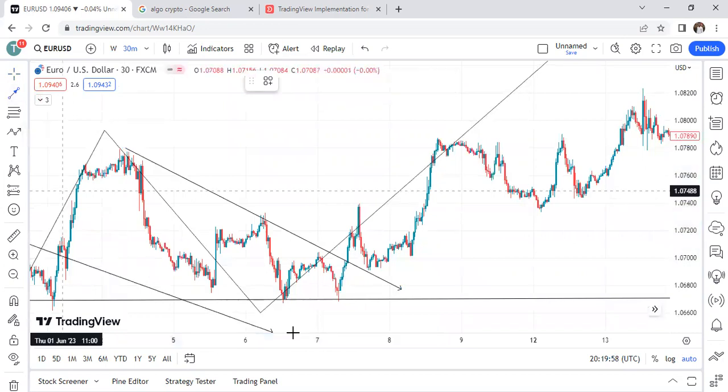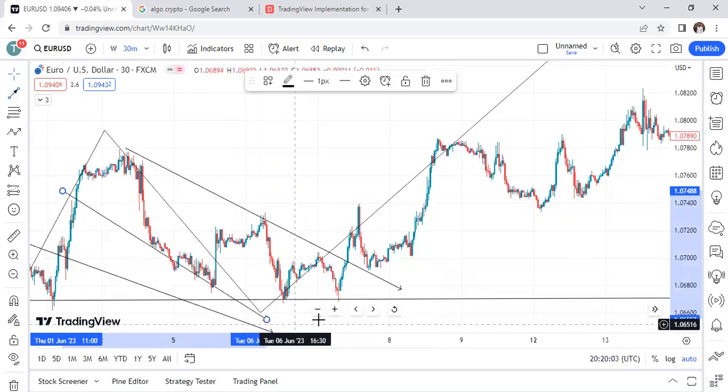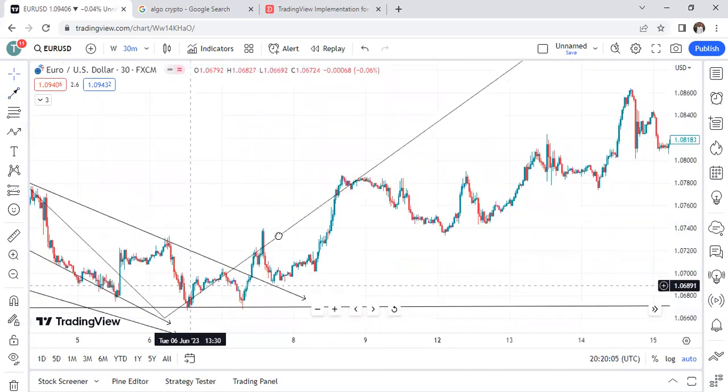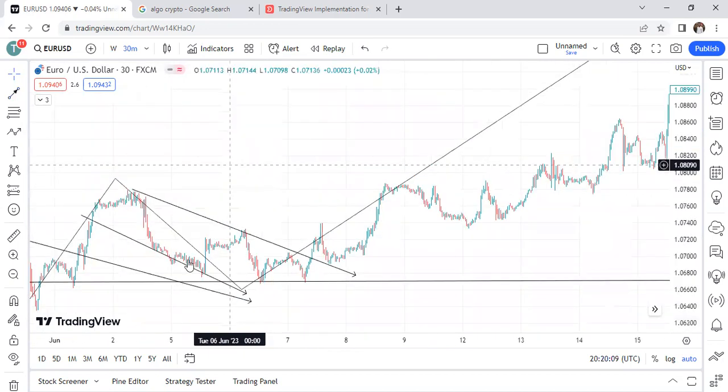This is on the higher time frame. Can you see what I was expecting? This is the retest. Then just make it a channel, right? By the time I make it a channel, you can actually get to see what I'm expecting, especially.